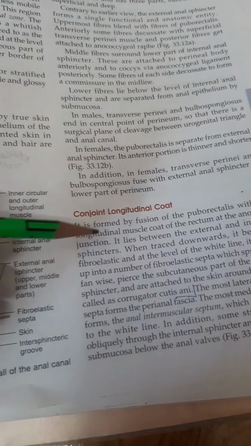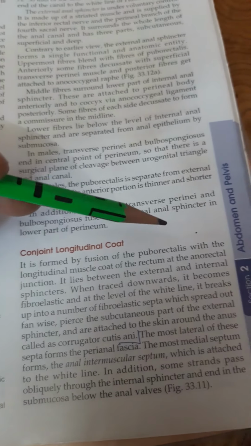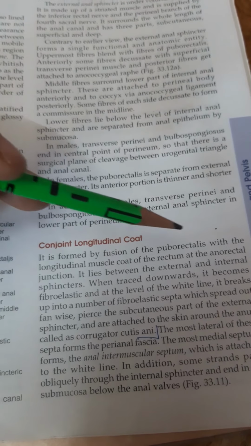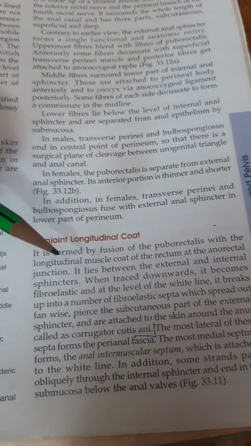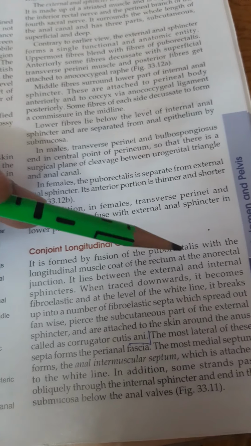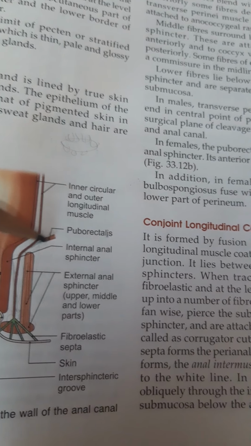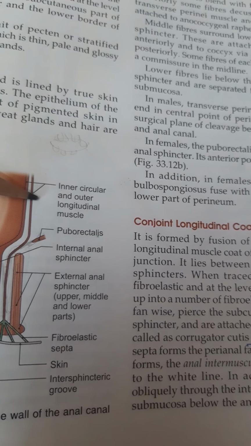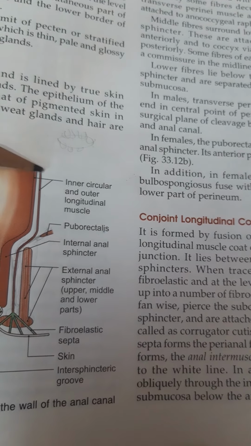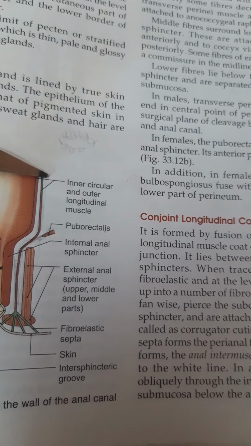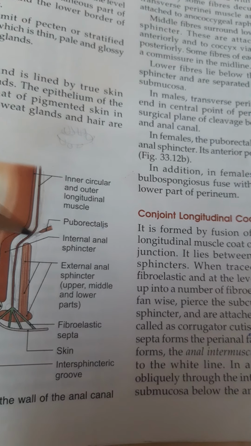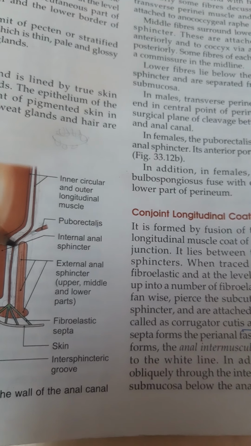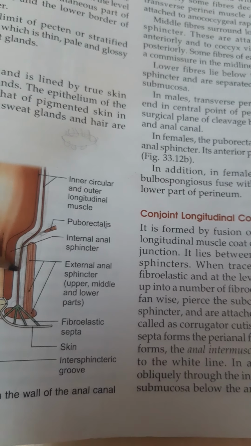Now comes the conjoint longitudinal coat. So what is conjoint longitudinal coat? It is formed by the fusion of the puborectalis with the longitudinal muscle coat of the rectum at the anorectal junction. So it lies between the external and the internal sphincters. So when this puborectalis blends with the outer longitudinal coat, this is the outer longitudinal muscle coat of the rectum, this part is known as the conjoint tendon.